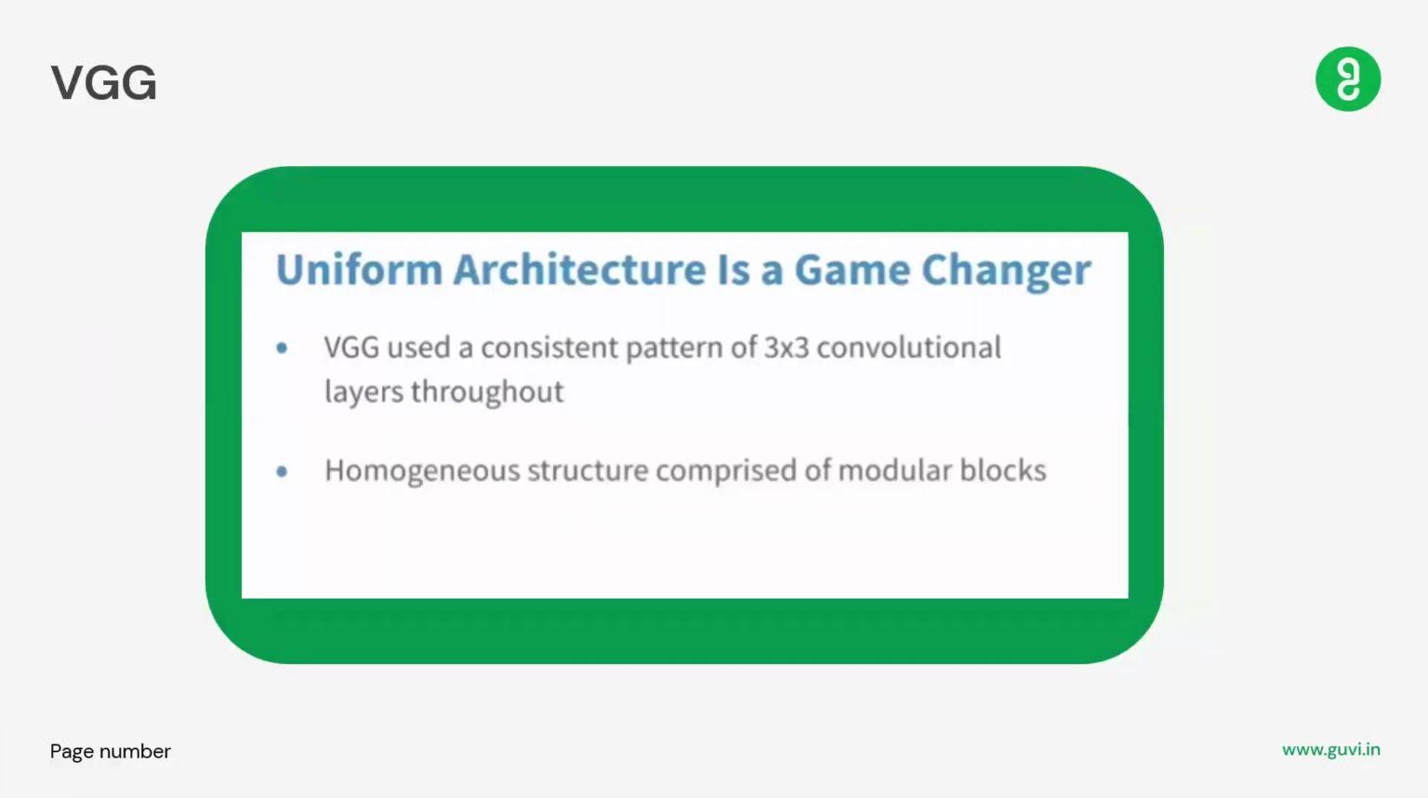VGG used a consistent pattern of convolutional layers with the same filter size, 3 by 3, throughout the entire network, followed by pooling layers. This homogeneous structure can be seen as a series of modular blocks, making it easy to adjust the depth and complexity of the network by simply adding or removing these blocks. This structure allows researchers to treat the convolutional blocks as interchangeable components, making it easier to experiment with different network depths and configurations.